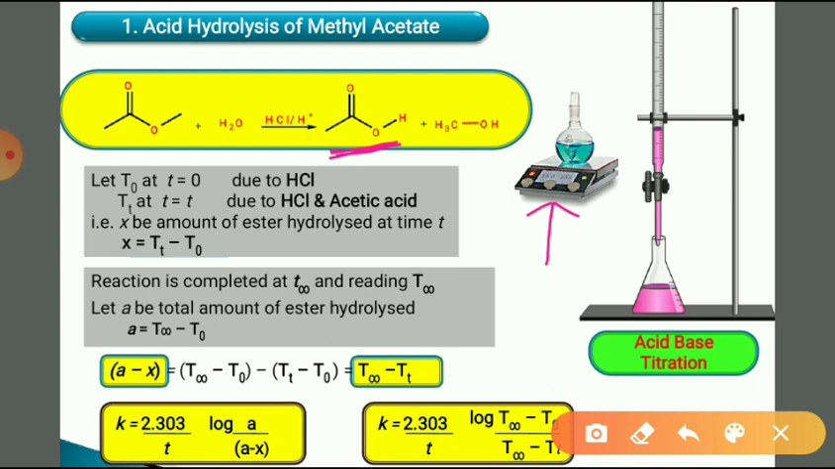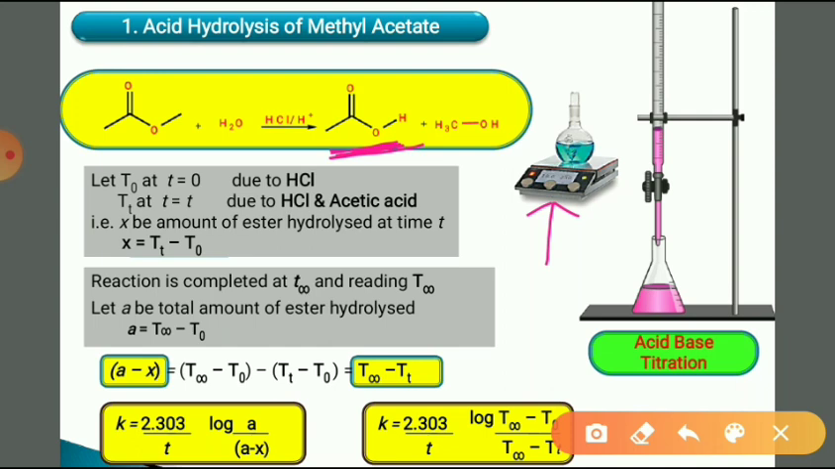They are titrated against a standard solution of known concentration. In this reaction, the product is an acid, so we have to titrate it against a base. At the end of the titration we will get some end point, and from that we can calculate the concentration of the produced acid.